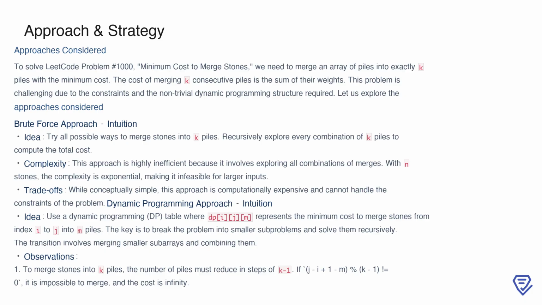An important observation here is that merging is only possible if the number of piles reduces in steps of k-1. This means that if the condition (j - i + 1 - m) % (k-1) is not satisfied, the merge is impossible, and the cost is set to infinity.